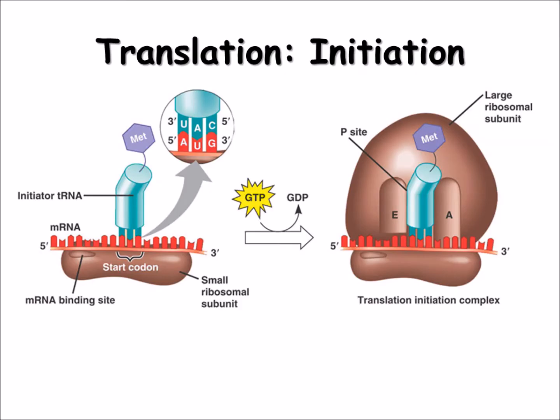The process. First step is initiation. Small subunits bind to start codons on mRNA, and the tRNA carries METs. That attaches to the P site, and then the large subunits also join and attach onto it.